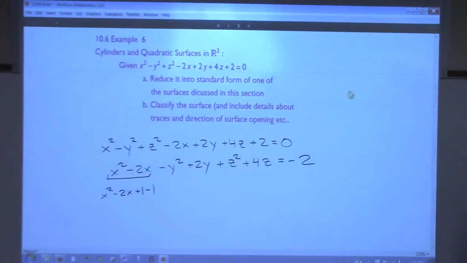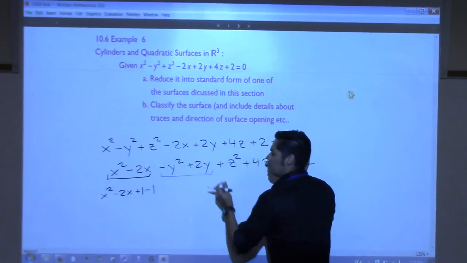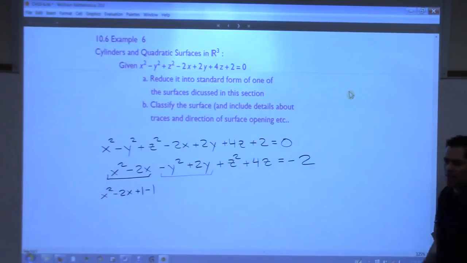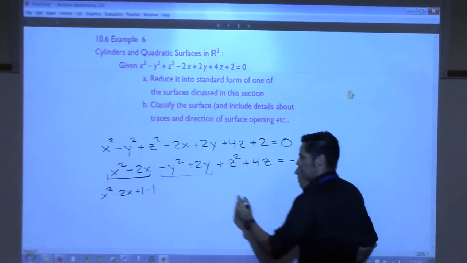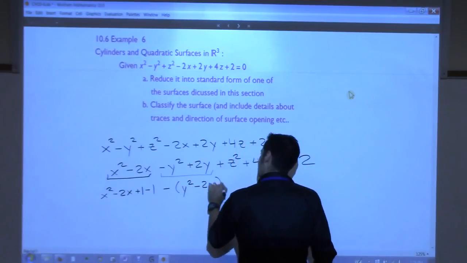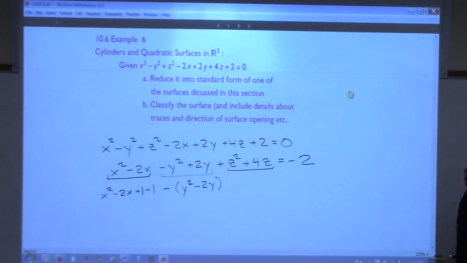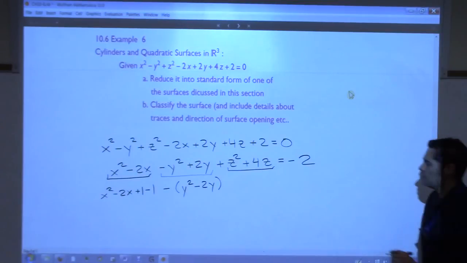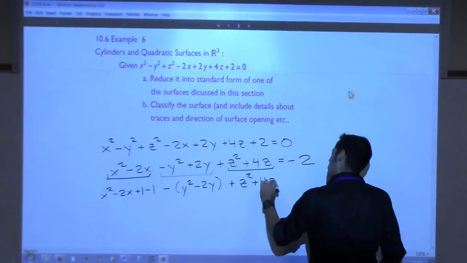What about this, though? Can I do completing the square on this? I have to get the negative out of there first. So that means I'd have to, well, let me write it. Pull the negative out, be left with y squared minus 2y. Can I complete the square on this one? The z squared plus 4z. Can I do that right now? Yes? So what am I going to add and subtract? Plus 4 minus 4?